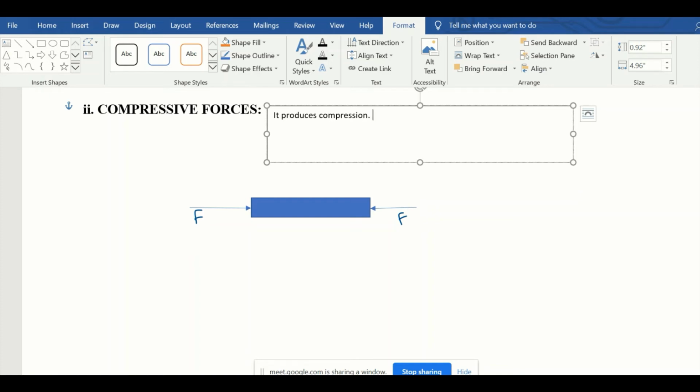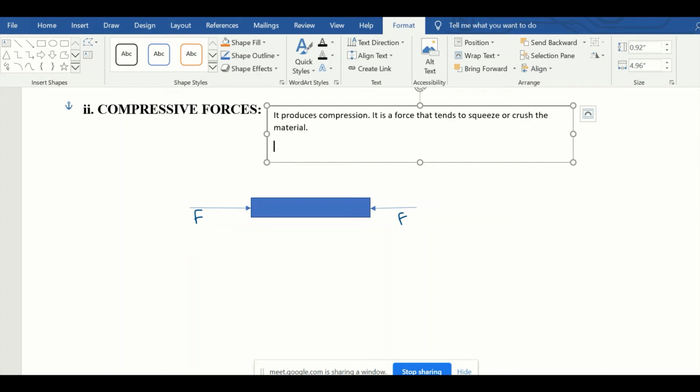Now, we are saying that from the diagram shown below, this force will tend to squeeze or crush the material. So it is a force that tends to squeeze or crush the material. That is a compressive force.